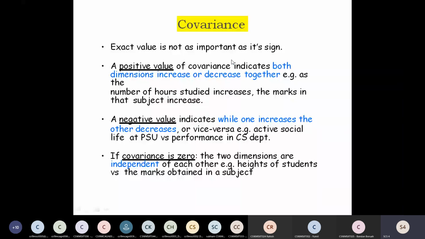If both the dimensions increase or decrease together, then this implies a positive value of covariance. Okay, let's take this example: suppose the number of hours studied, if you increase it, then suppose it results in increasing the marks obtained.